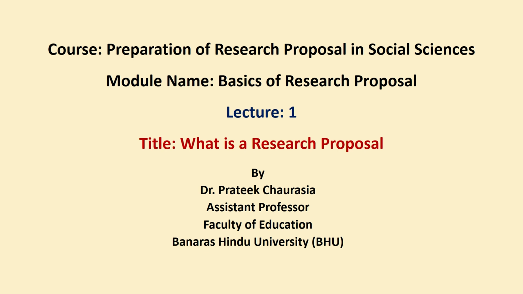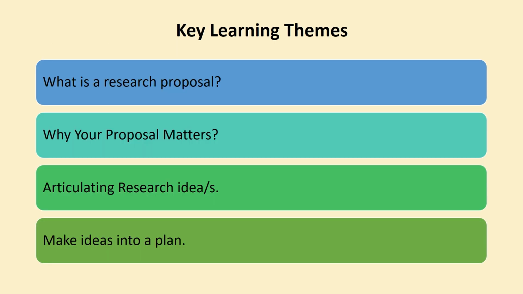So let us start: preparation of research proposal in social sciences, lecture number 1. The topic I will discuss today is what is a research proposal. Key learning themes: as you can see, there are 4 basic key themes that we are going to discuss today. Number 1, what is a research proposal? Second, why your proposal matters. Third, articulating research ideas, and fourth, making ideas into a plan.